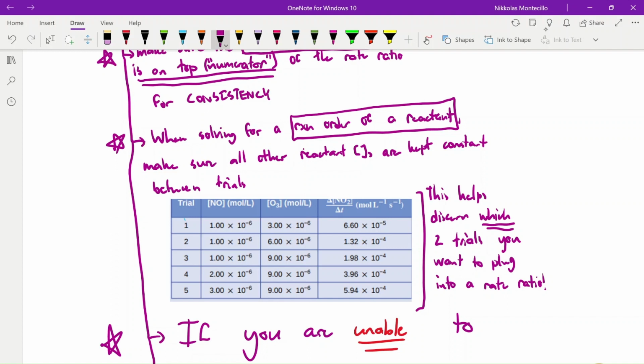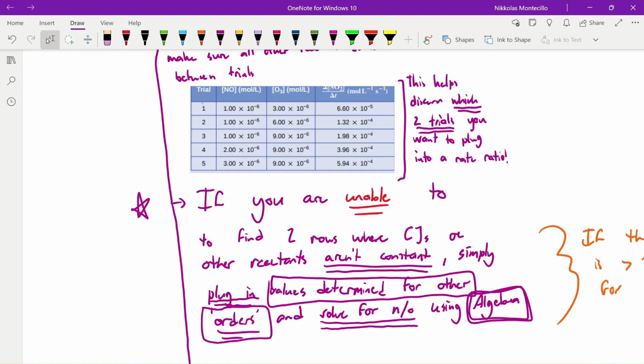And this is a bit of a rare case. I'm not sure if I could find an example of this, but if you're unable to find two trials where the concentrations of other reactants are constant, you simply plug in values determined for other orders and solve for n or other reaction orders using algebra, as you would.